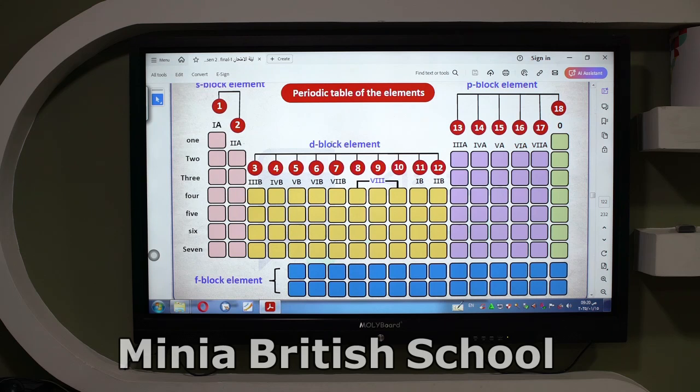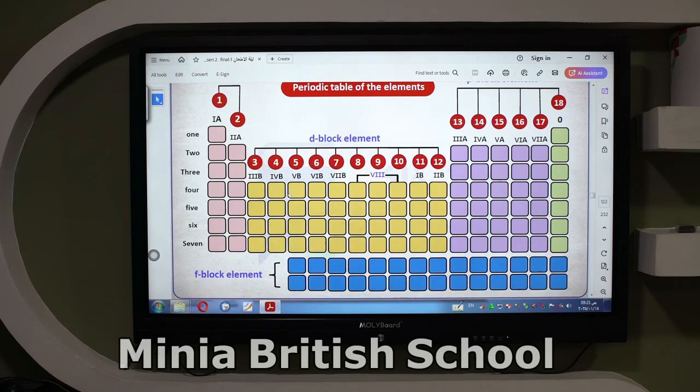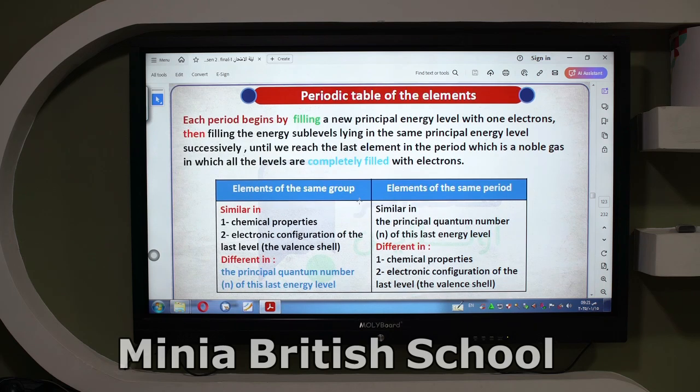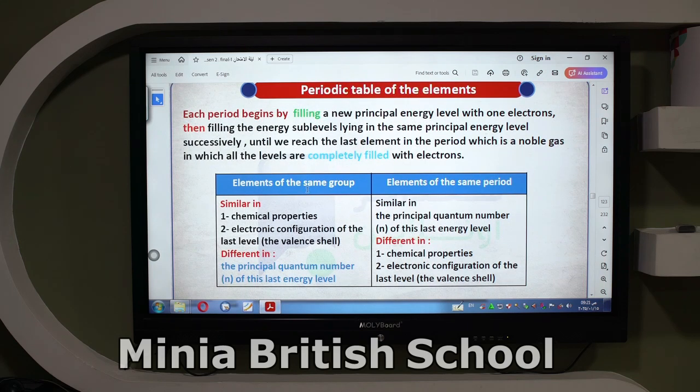About the D block elements, they consist of 10 groups, but in group 8 we have 3 columns. Because the D block elements have 5 orbitals and are saturated with 10 electrons, they have 10 groups. It has 10 columns, and 8 groups. Elements in the same group are similar in what?